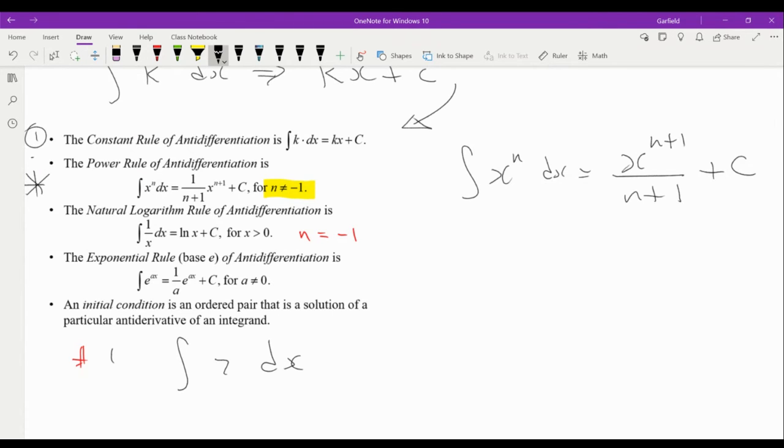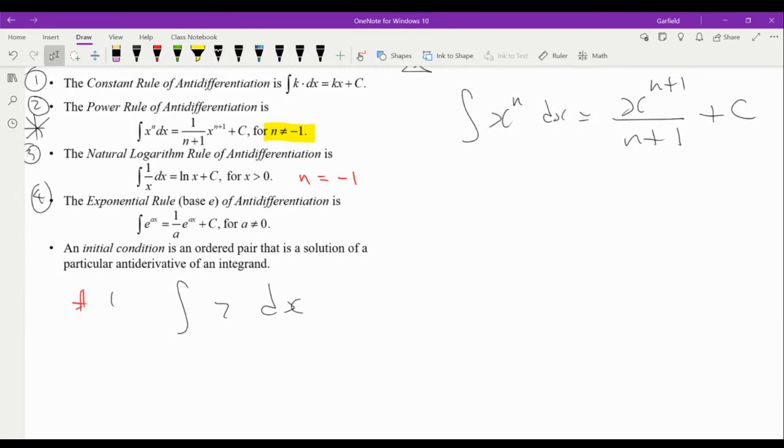And let's call these rule number 1, rule number 2, rule number 3, rule number 4. So which rule are we using for this? 1, 2, 3, or 4? Rule number 1. So what's the answer then? Seven x plus c. Let's look at number 2.